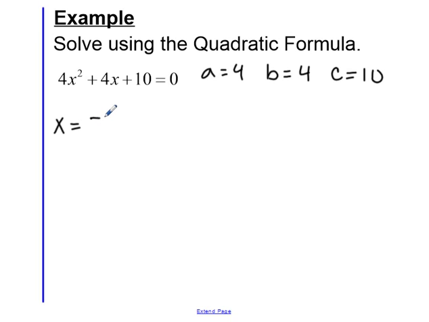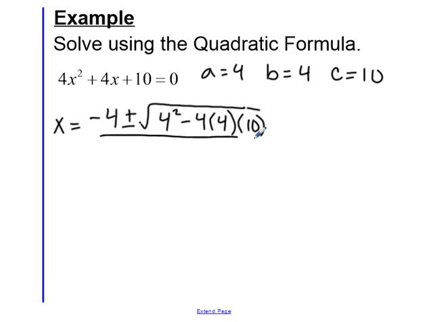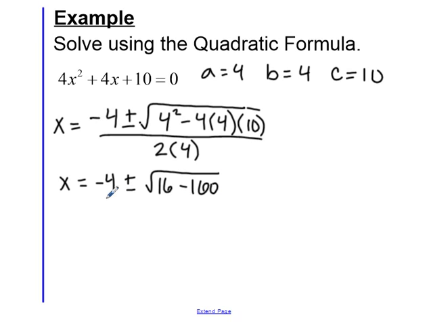So negative B would be -4 plus or minus the square root of 4 squared minus 4 times A, 4, times C, 10, all divided by 2 times A, 4. Let's start to simplify this. We end up with -4 plus or minus the square root of 4 squared is 16, minus 4 times 4 is 16, times 10 is 160, all divided by 8.